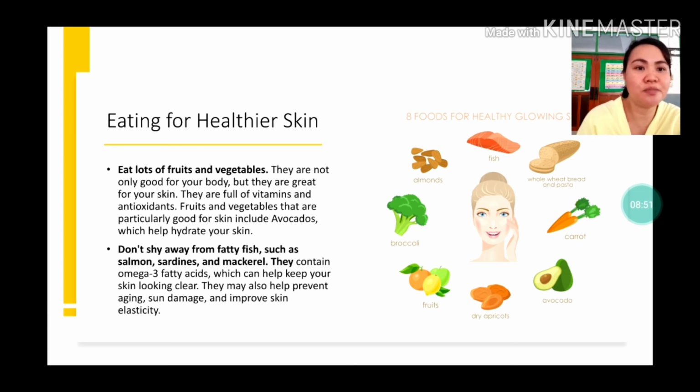Next, eating a variety of food can make our skin healthier. So eat lots of fruits and vegetables. They are not only good for your body, but they are great for your skin. They are full of vitamins and antioxidants. Fruits and vegetables that are particularly good for skin include avocados, which help hydrate your skin. And also don't forget eating fatty fish such as salmon, sardines, and mackerel. They contain omega-3 fatty acids, which are good for our body and can help keep your skin looking clear. They may also help prevent aging and sun damage, and improve skin elasticity.